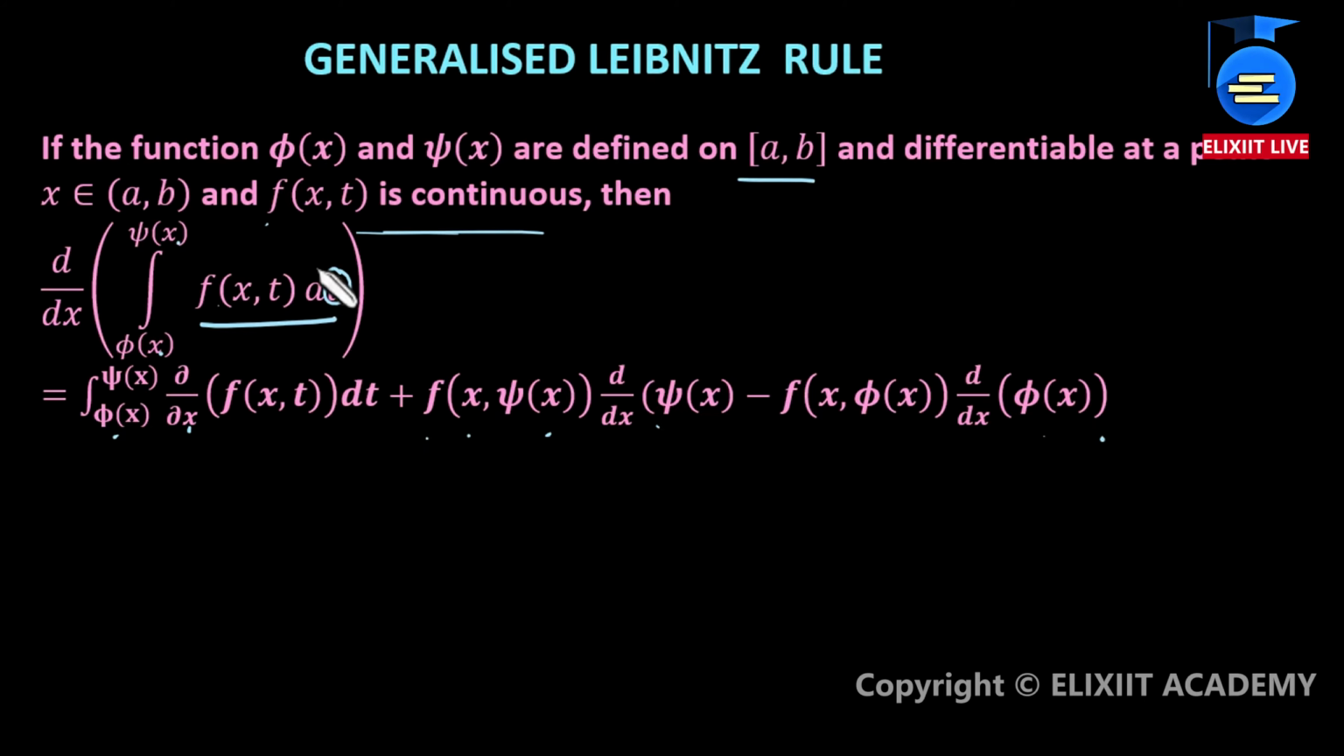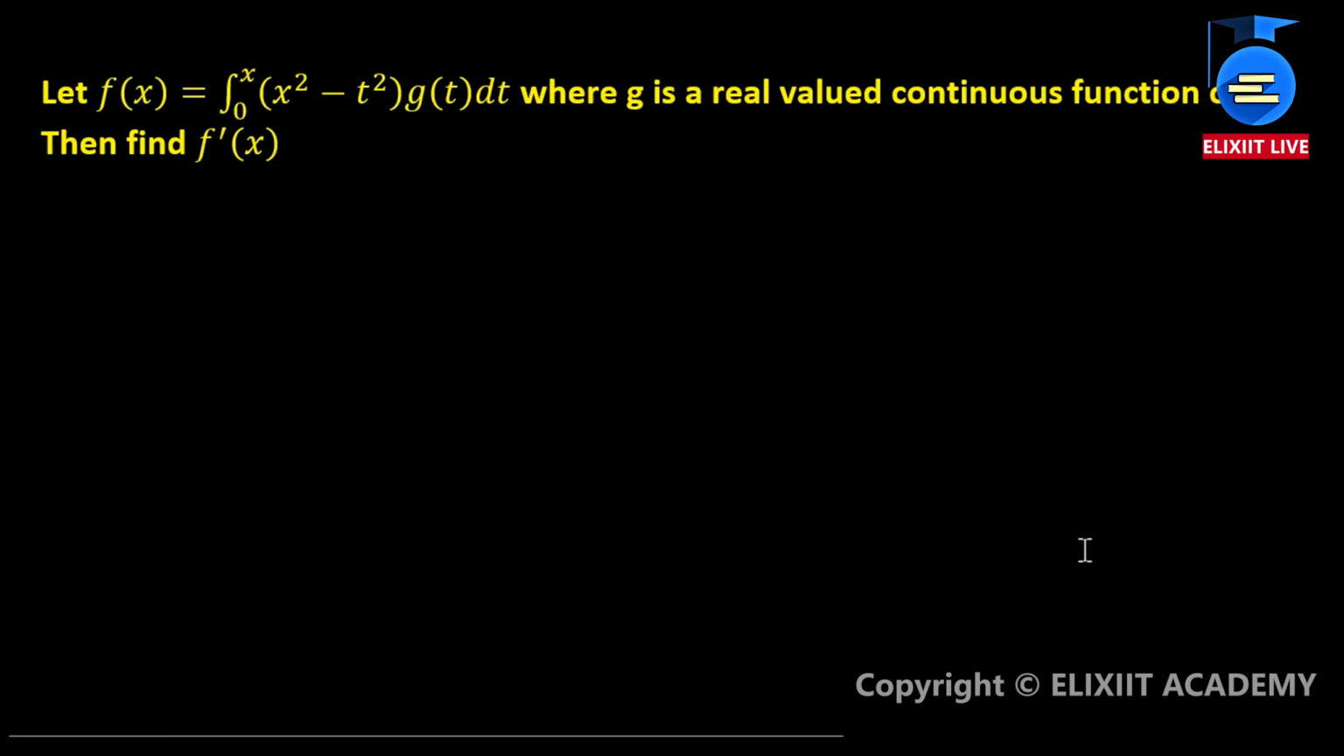Now let's do that question. F of x is the integration from 0 to x of (x square minus t square) g of t dt. G is a real valued continuous function. We have to find f dash of x. Simple problem, simple application of the generalized Leibniz rule. Let's find out what f dash of x is.